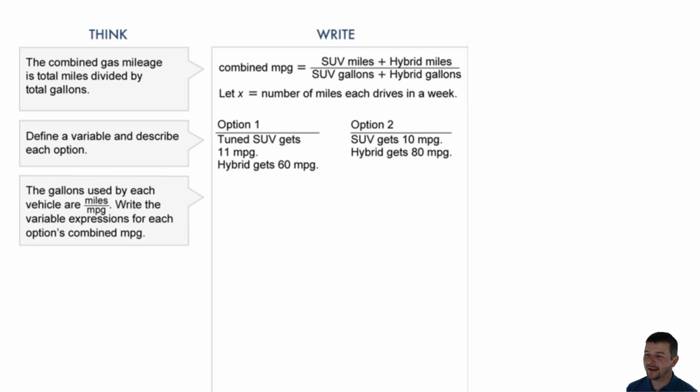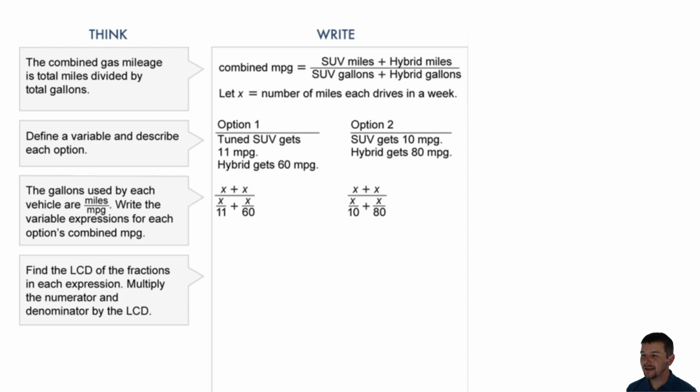Next think, the gallons used by each vehicle are miles over miles per gallon. Write the variable expressions for each option's combined miles per gallon. Well, for option 1, that's x plus x over 11 plus x over 60. Option 2, x plus x over x over 10 plus x over 80.